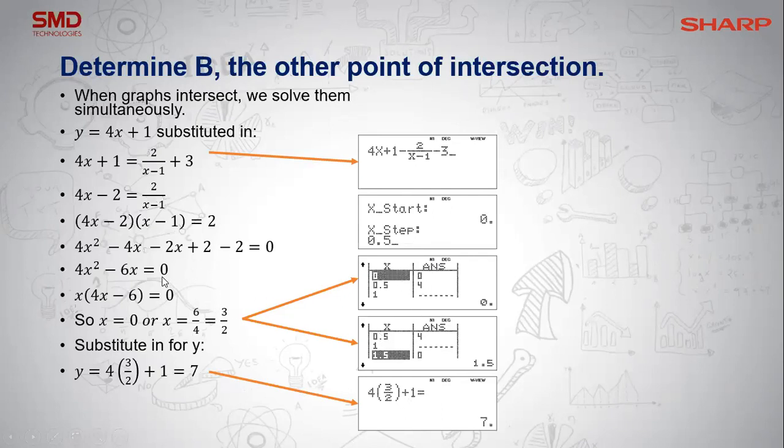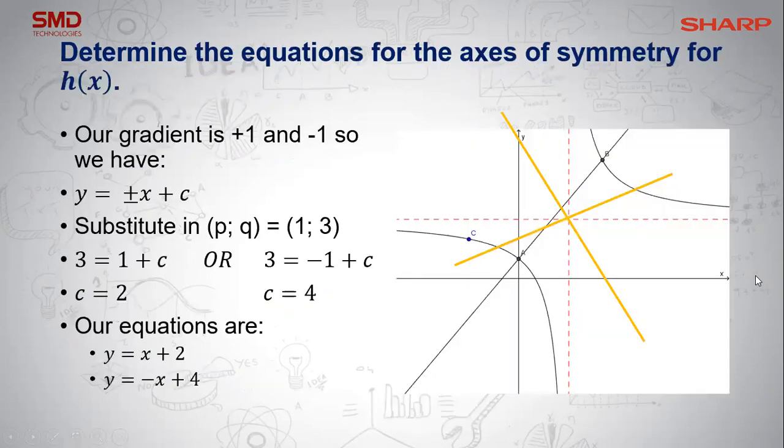Okay. Now, of course, x is equal to 0, we already know is our a coordinate. So we only need to find our b coordinate, and that is this 3 over 2, or 1.5 on the table, and we can substitute that in and find 7. Awesome.